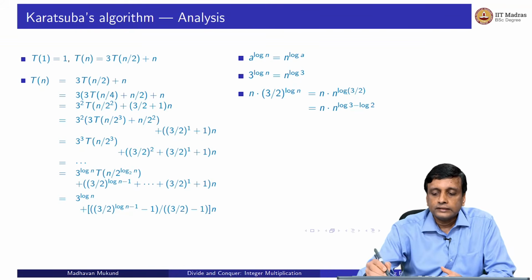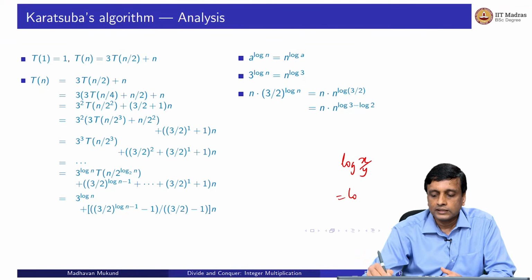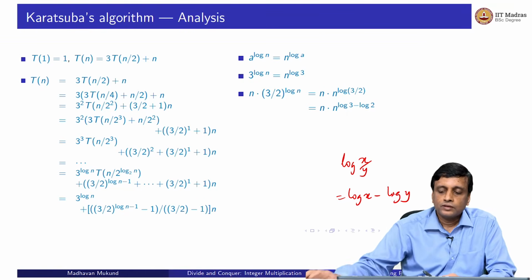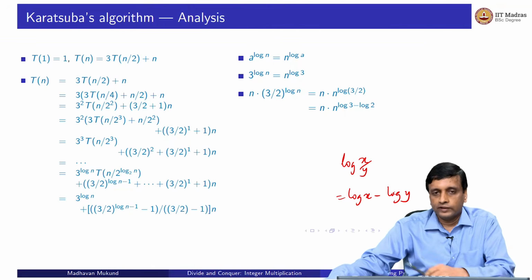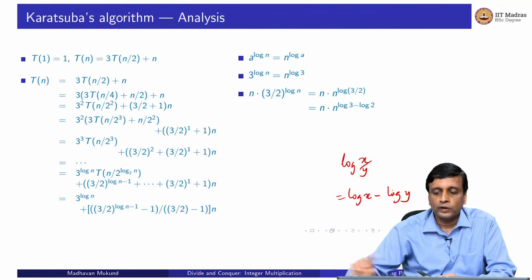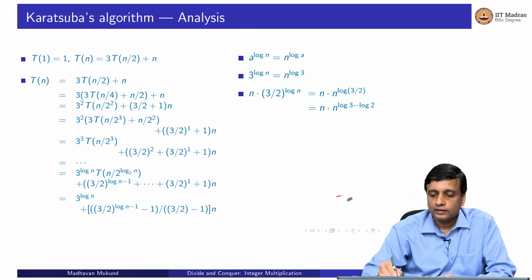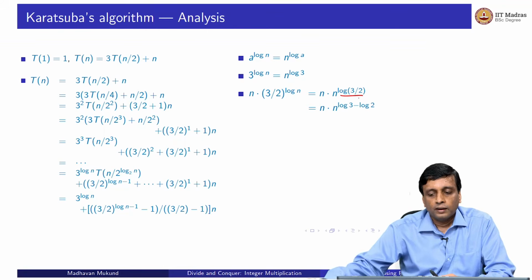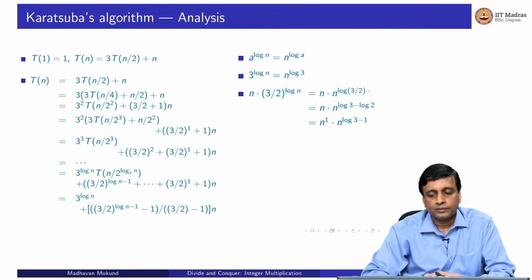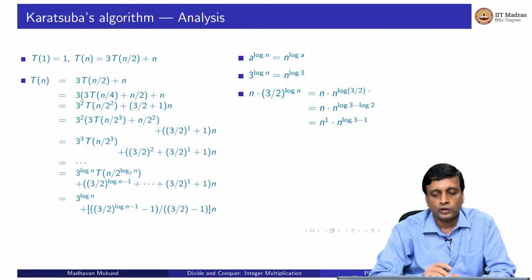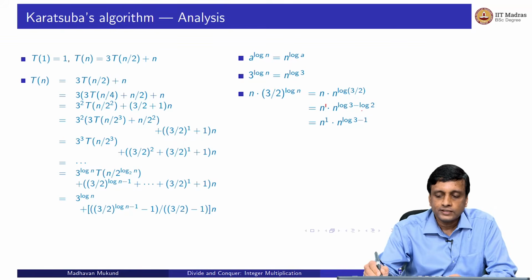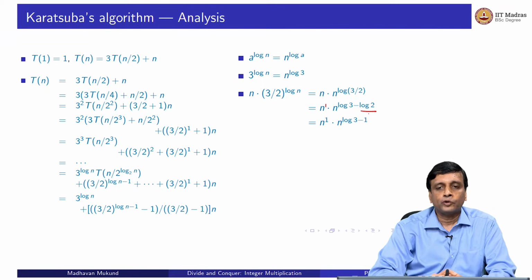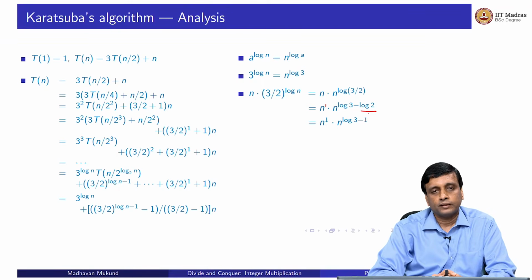But log 3 by 2, log of x by y is log x minus log y. This is how logs work, right. So the log of a division is the subtraction of the logs. So I get that this is n times, and this numerator becomes log 3 minus log 2. But what is n? n is just n to the power 1, right. And what is log 2? Log 2 is just 1. So I have n to the power 1 and this thing is just 1. So I get n to the power 1 times n to the power log 3 minus 1, right.